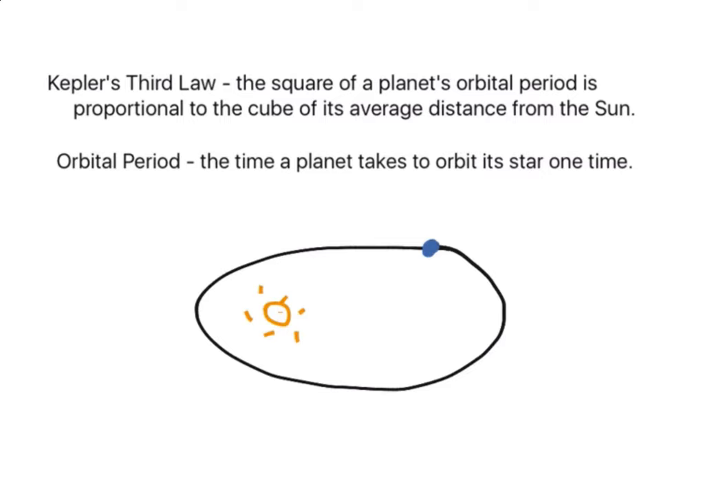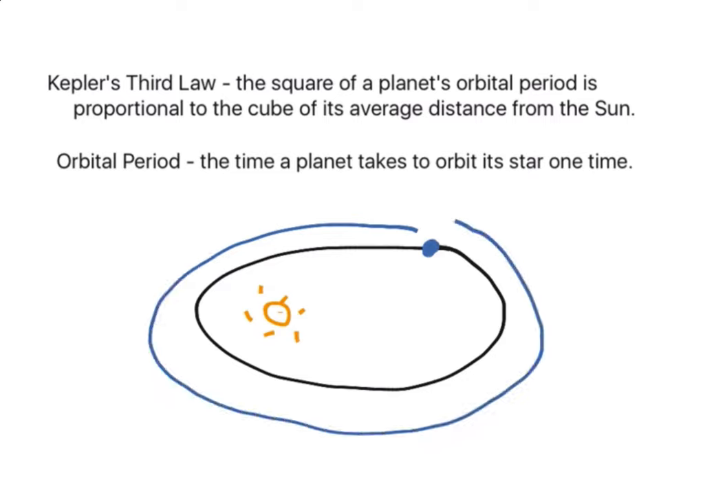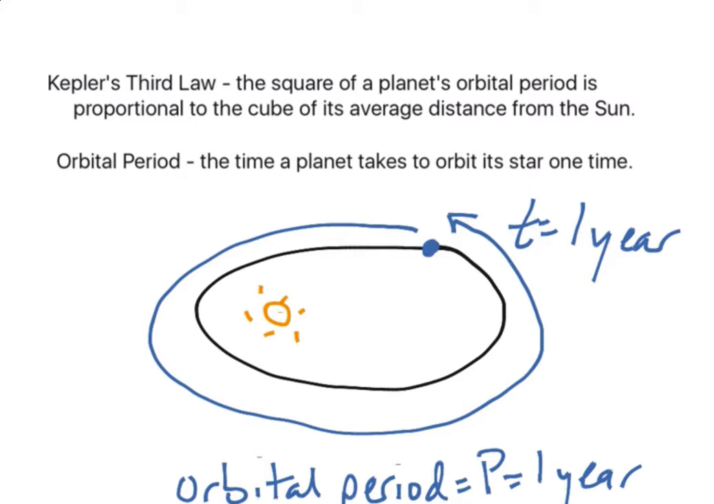So let's say we take a look at the planet Earth, and there is the sun. The planet Earth is going to orbit one time around the sun in a time equal to 1 year. So the orbital period is equal to 1 year, and we give the letter P for orbital period. In this case for the Earth, it is 1 year.